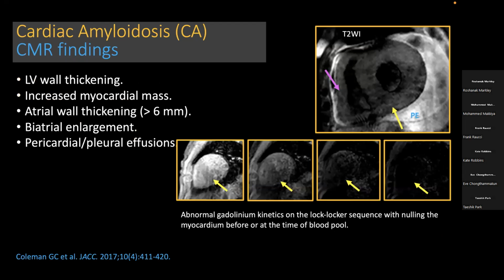The characteristic cardiac MRI features involve significant wall thickening of the myocardium, which could involve the RV and LV as well. Increased myocardial mass, atrial wall thickening of more than 6 millimeters, biatrial enlargement, and the presence of pericardial and pleural effusions are very characteristic. Another feature is abnormal gadolinium kinetics in the TI scout or Look-Locker sequence. Usually the blood pool nulls before the myocardium, but with the presence of amyloid protein deposition, you may see nulling of the myocardium before or at the time of the blood pool, which is considered abnormal in those patients.